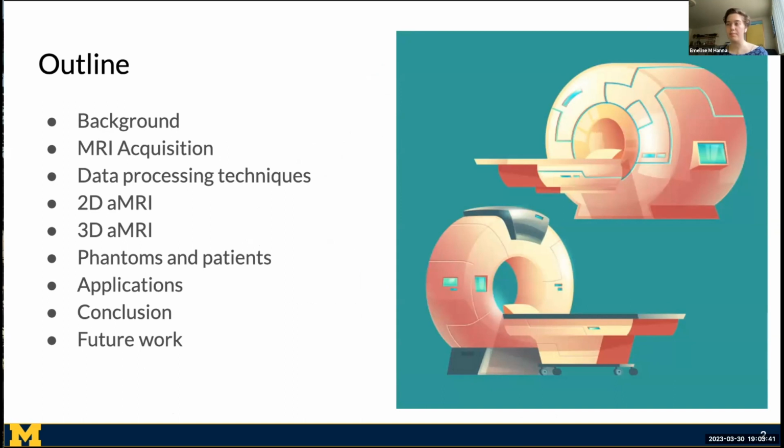First, I'm going to go through some background and important things to know before I continue on into the MRI acquisition process. And then a lot of the talk will be focused on the data processing techniques necessary for this technology. And then I'm going to compare 2D versus 3D amplified MRI and talk about different phantom studies and patient data. And then I'm going to finish up the talk by talking about some applications, my conclusions, and then where this technology is headed in the future.